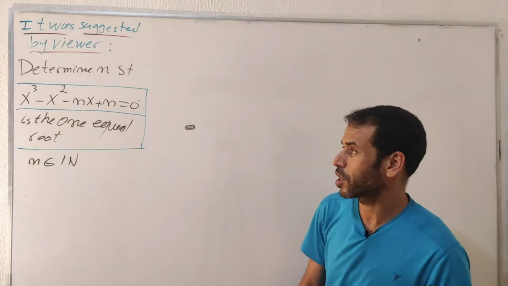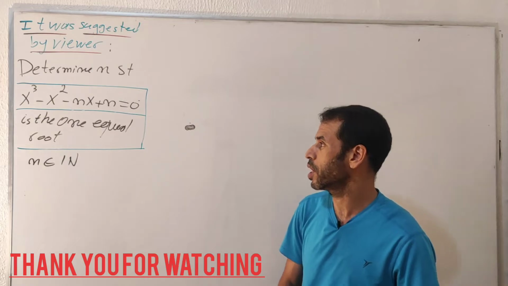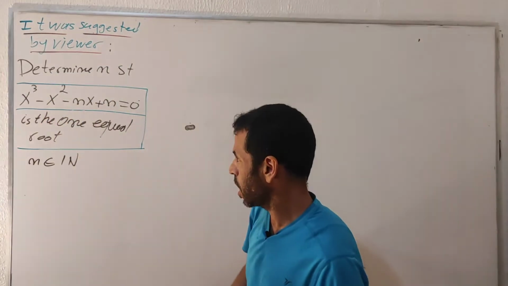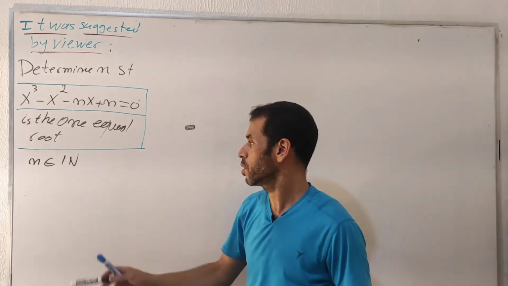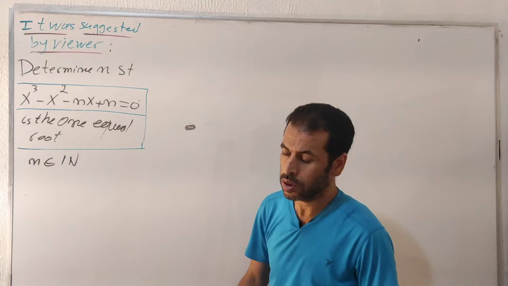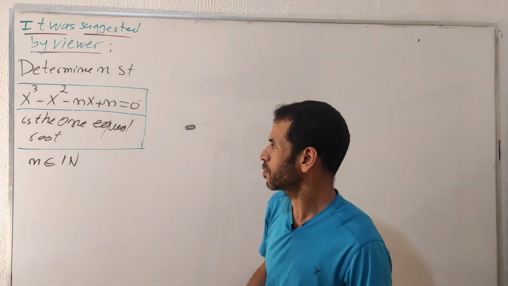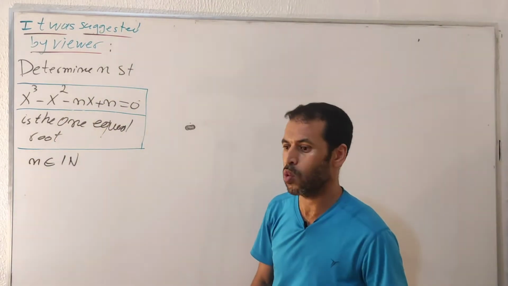In today's video, here is a nice problem that was just reviewed. Here is the following information. Determine n such that the equation x cubed minus x squared minus nx plus n equals 0 has one equal root for all n as a natural number. What do I mean by one equal root? It means this function or polynomial accepts only one shared root.